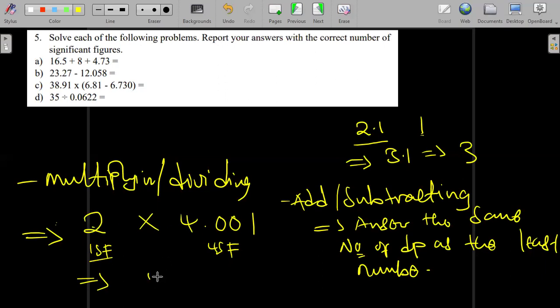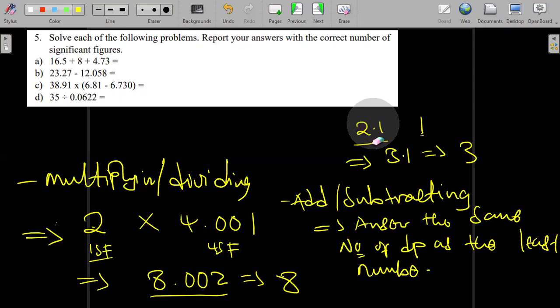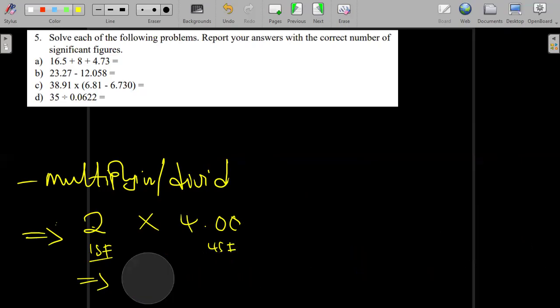So if I multiply this, I'm going to get 8.002. Okay, so you have to make this number have only one significant figure. So it means one significant figure, to only be 8 like that. So that will be the final answer. Okay, so those are the rules that we follow whenever we are multiplying or dividing. And then adding or subtracting, we follow the number of what? Decimal places.